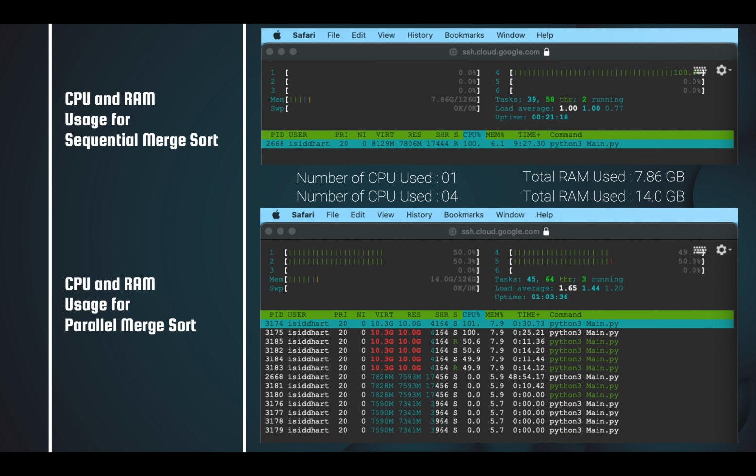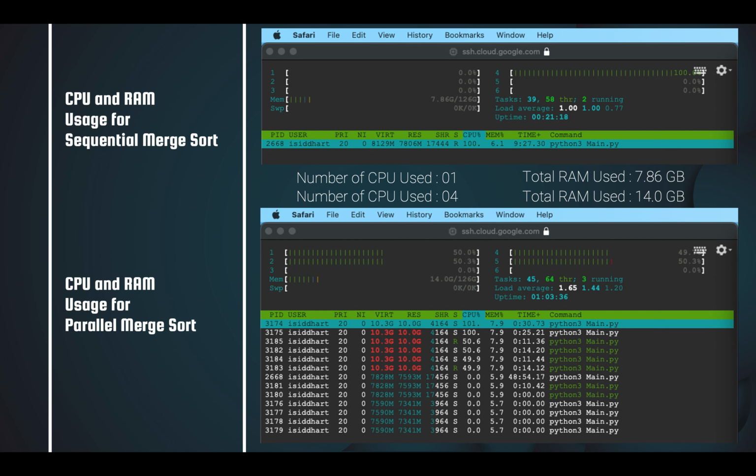From the two screenshots shown on screen, the one above depicts system statistics for sequential merge sort and the one below depicts system statistics for parallel merge sort. It can be clearly seen that sequential merge sort utilizes only one virtual CPU, whereas in parallel merge sort, multiple virtual CPUs have been utilized as the bigger task of sorting the entire data has been divided into smaller subtasks and distributed over multiple virtual CPUs.